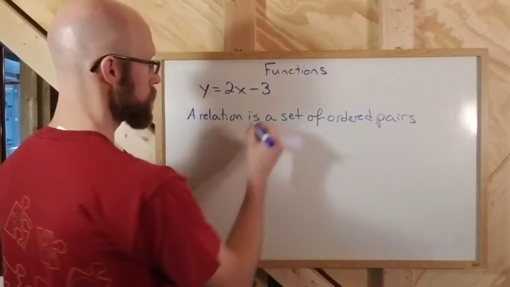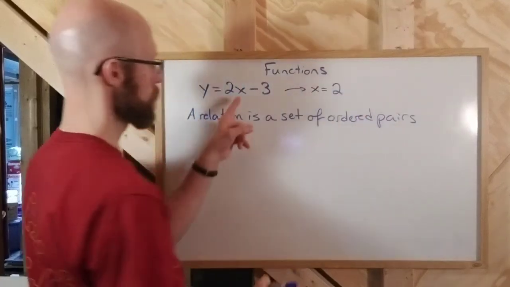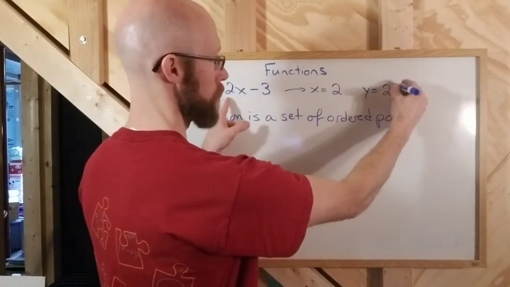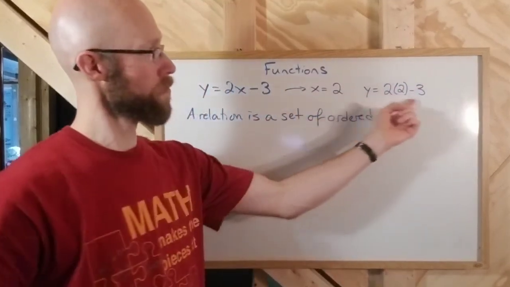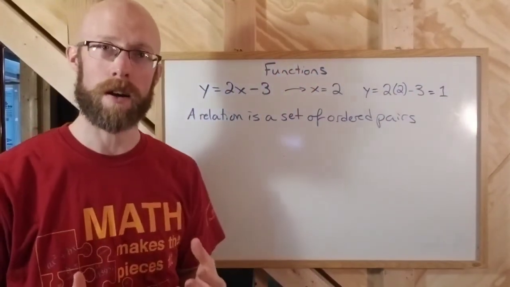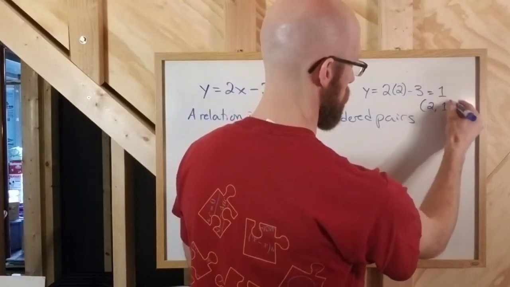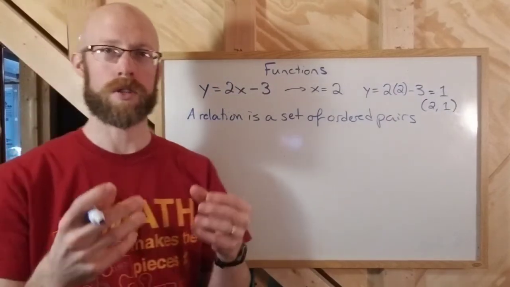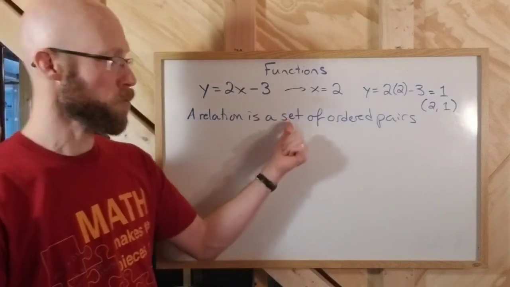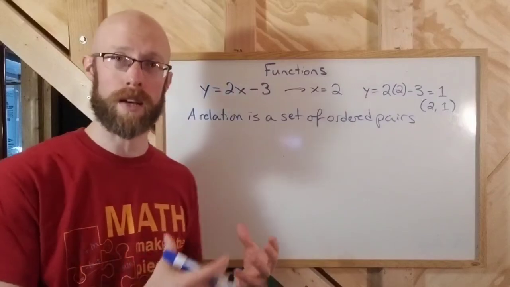The pair of those two numbers is an ordered pair. For instance, if I were to plug in an x value of 2, I would get a y value that is equal to 2 times 2 minus 3. 4 minus 3 is 1. And so the ordered pair is the pair 2, 1. So an ordered pair is just the combination of the input and the output. The set of ordered pairs is all of the possible combinations that you can have for that given relation.